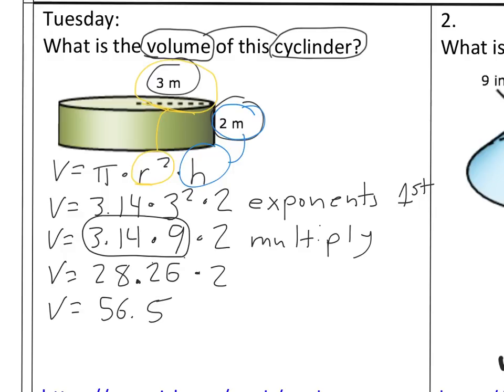And that's going to give me a total volume of 56.52. And don't forget your units. Your units here were in meters. Okay, these represent meters. And when we talk about volume, we put it to the third power. So that is 56.52 meters to the third power will represent the volume. So again, volume is always to the third power.